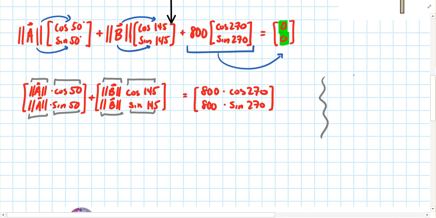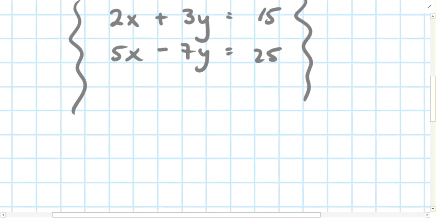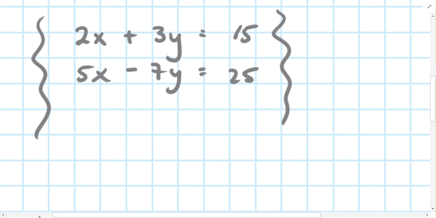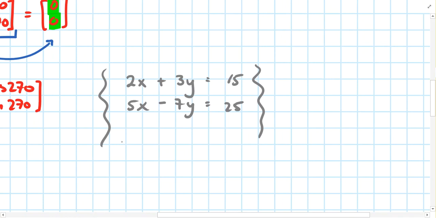So in a sense, this is not the answer, but this is synonymous to what it's going to look like: 2x plus 3y, and we may have 5x minus 7y. And in both cases, the upper result, because the upper component is going to have to equal some number, let's say 15, and the lower result might equal another number, say 25. This system of equations can be solved either using row operations that we've practiced in the past, or we can use the matrix.